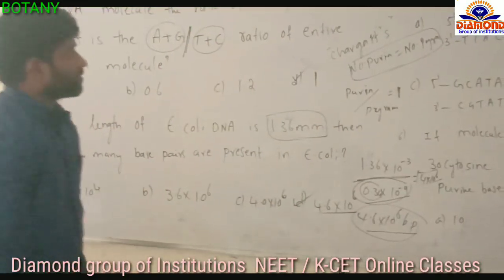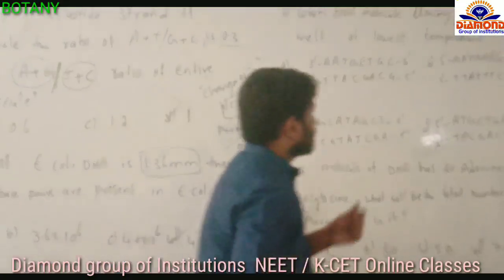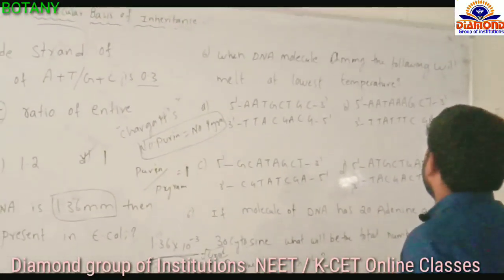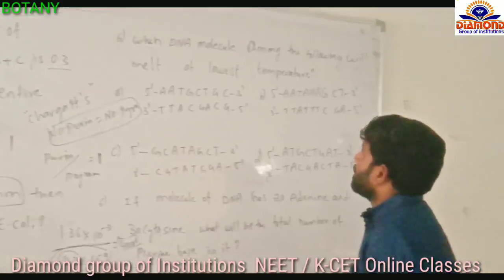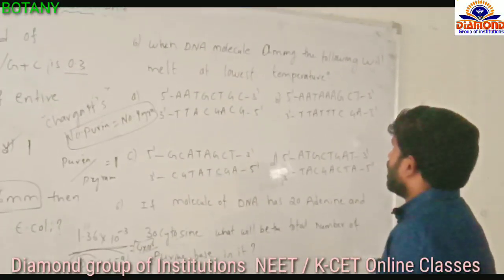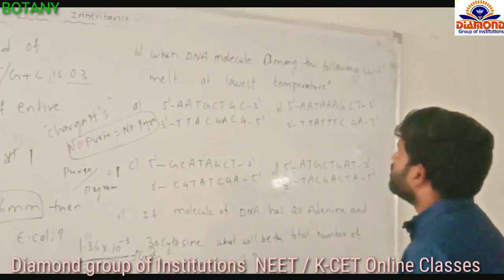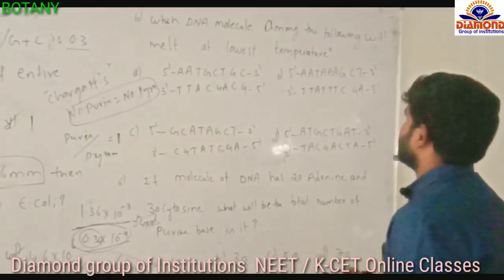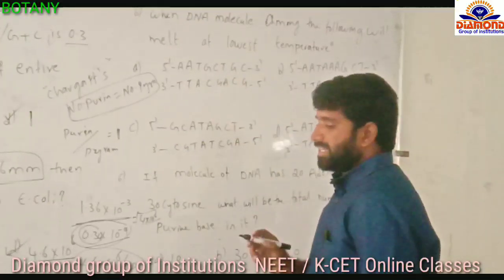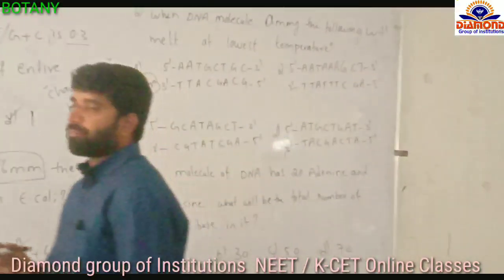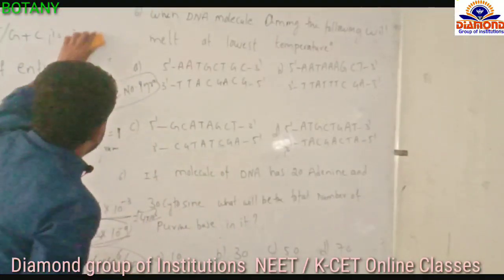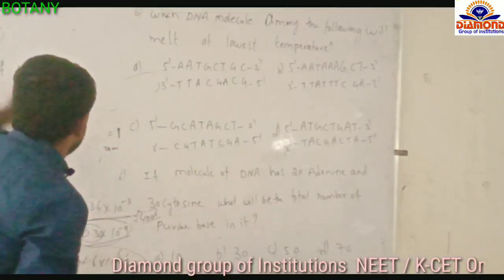And next, question number 6. Which DNA molecule among the following will melt at the lowest temperature? So they have given options here. The DNA melting point will depend upon the nitrogen bases.